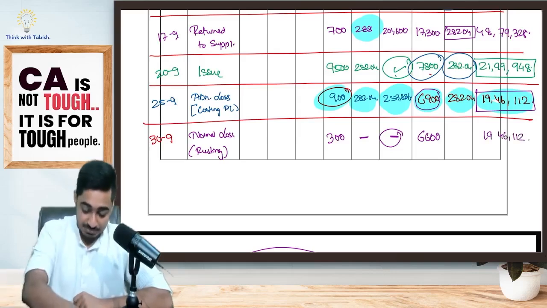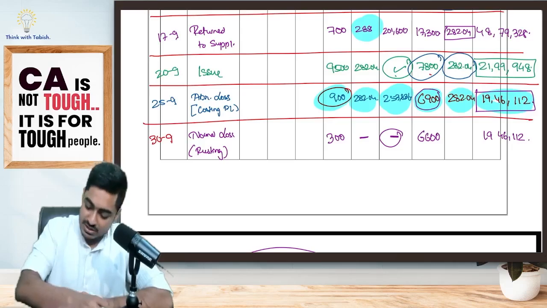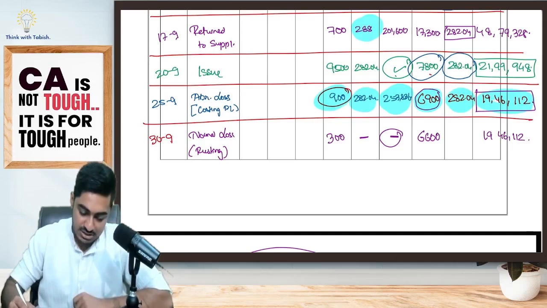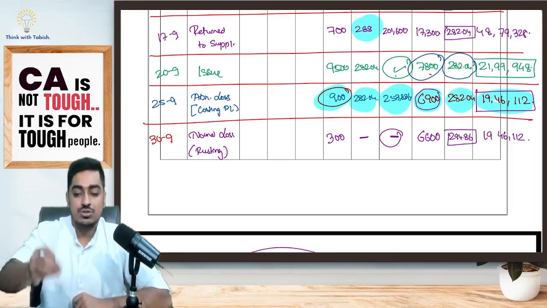That means what is my revised per unit cost? 19,46,112 divided by 6,600, which is 294.86. Is this clear, everyone? Now logically also let me explain.